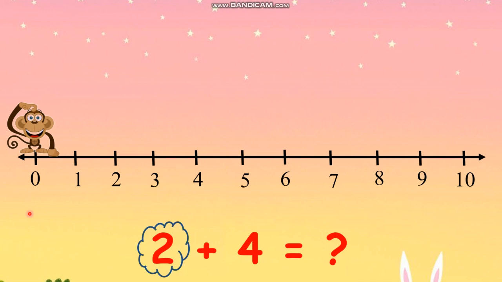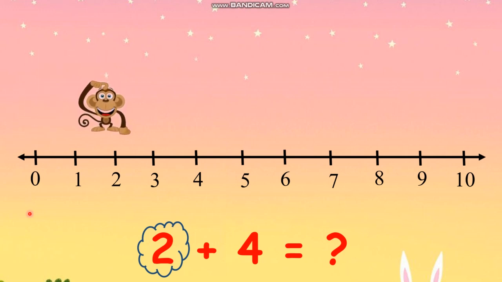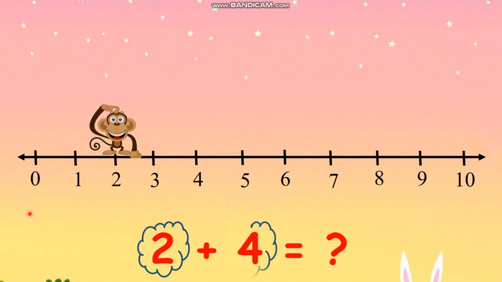The first jump will be directly to that number. Yes, she will jump to the number 2. Now, can you tell me what is the second number? Yes, the second number is 4. Now, what will Darcy do? How many times will she jump? Yes, she will jump 4 times.